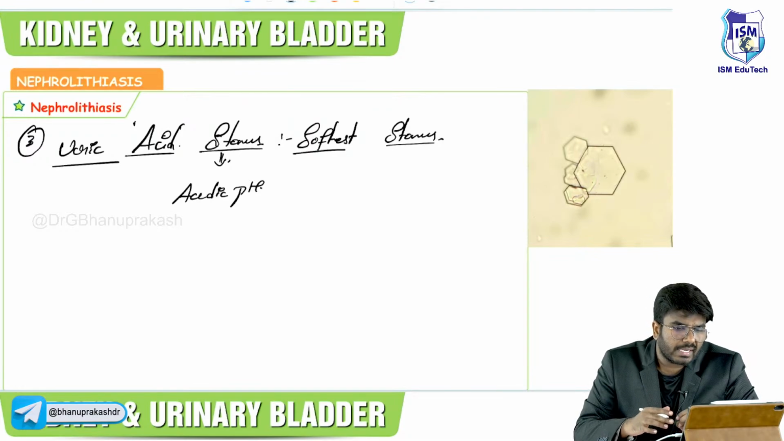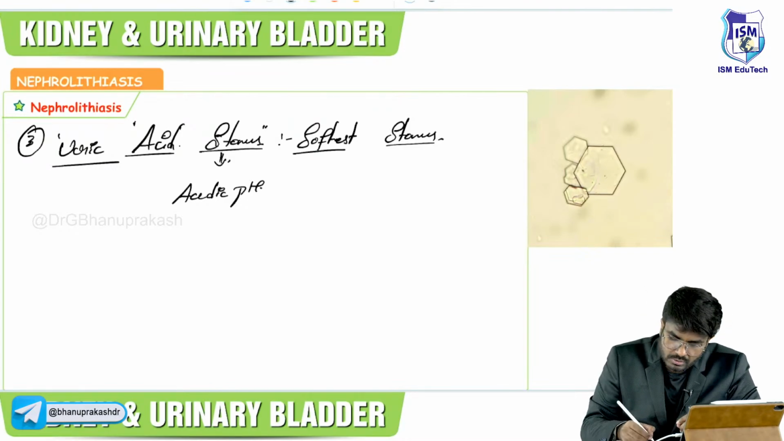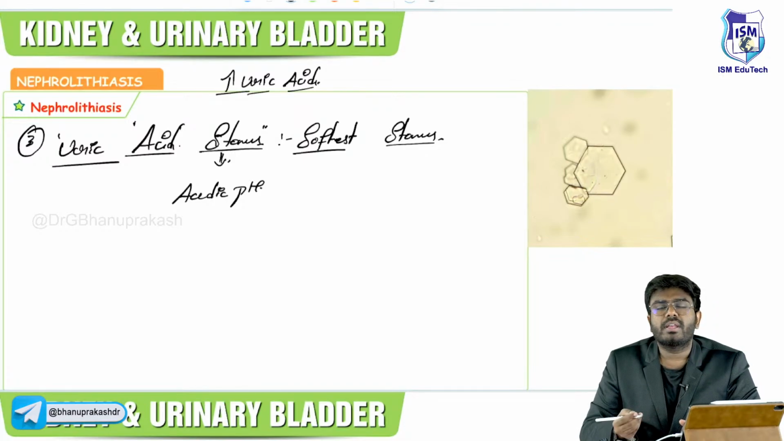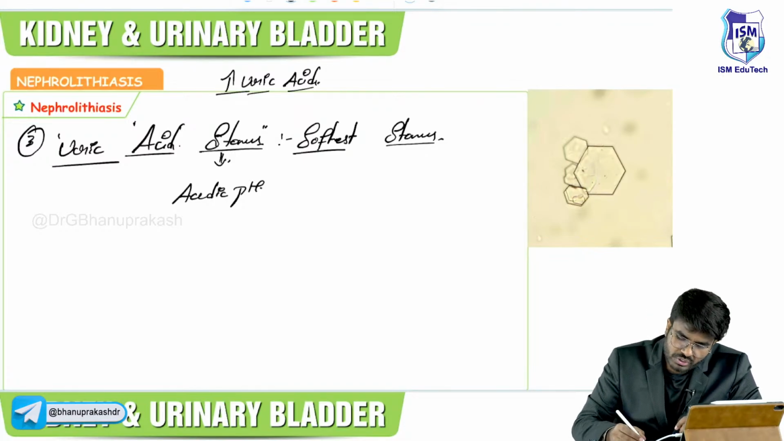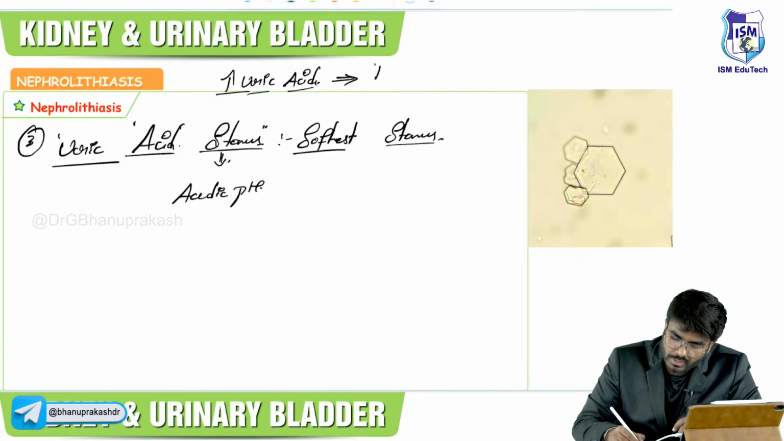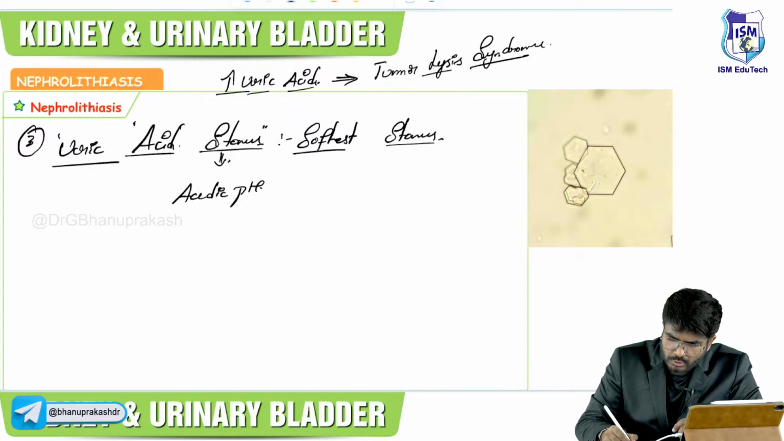Okay, associated with which condition? See, the name itself is there, it's the uric acid stone. Whenever the uric acid levels increase, then you can have this stone. Now, the question is, in which conditions are the uric acid levels going to be increased? The tumor lysis syndrome.